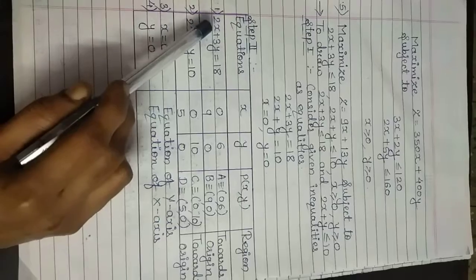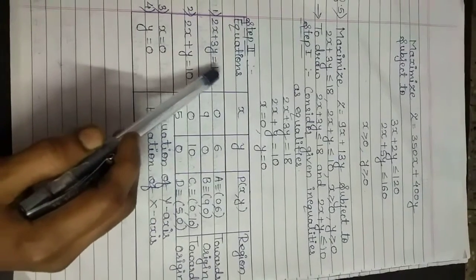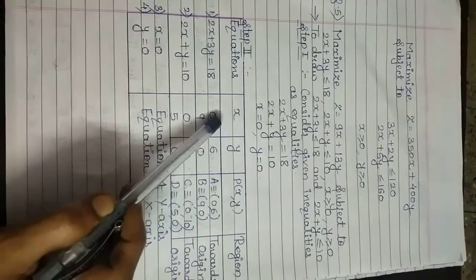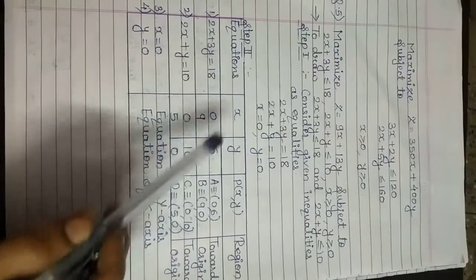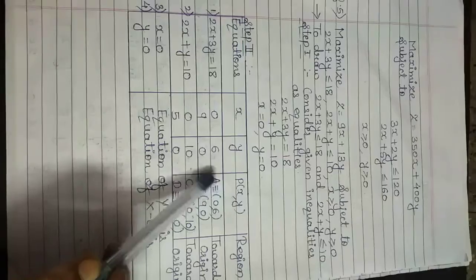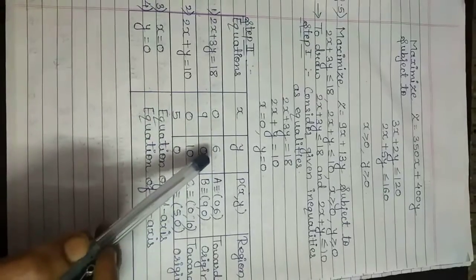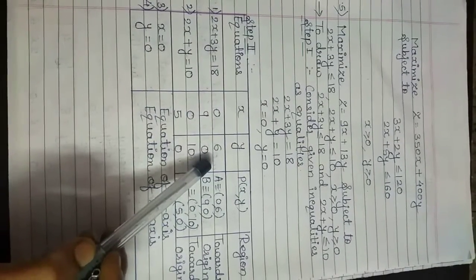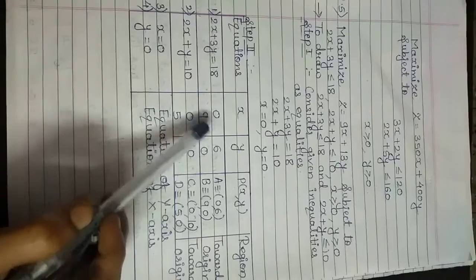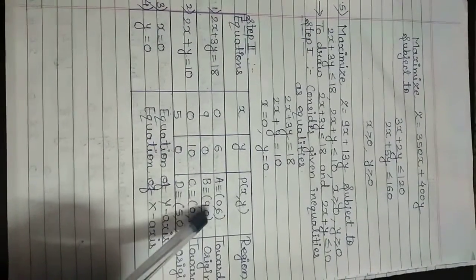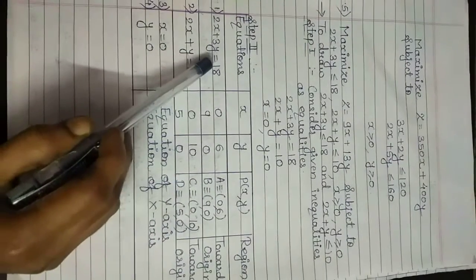Now the first equation, 2x + 3y = 18. Once we substitute x = 0, we will get the value of y as 6. So the coordinate will be A (0, 6). In this same equation we will substitute y = 0. So the value of x will be 9. So the coordinate will be B (9, 0). So these are the two coordinates of the given line.